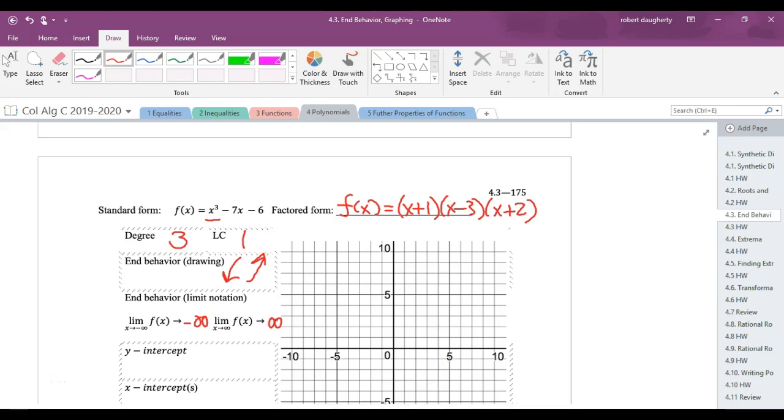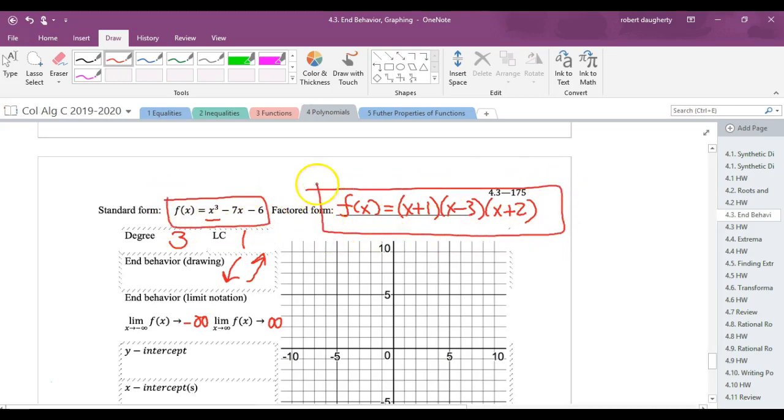Okay? Now, to find the y-intercept, it's very important. If you've got both forms here, what do you have to put in to get the y-intercept? X equals 0. Where is it easier to substitute x equals 0? In this one or this one? Which one's easier to put in a 0? The left or the right? The left, because if I plug in a 0 here, this is 0 minus 0 minus 6. What's the y-intercept? 0, negative 6. Now, I could do the same thing over here. If I plug in a 0, I've got 1 times negative 3 times positive 2. I still get negative 6.